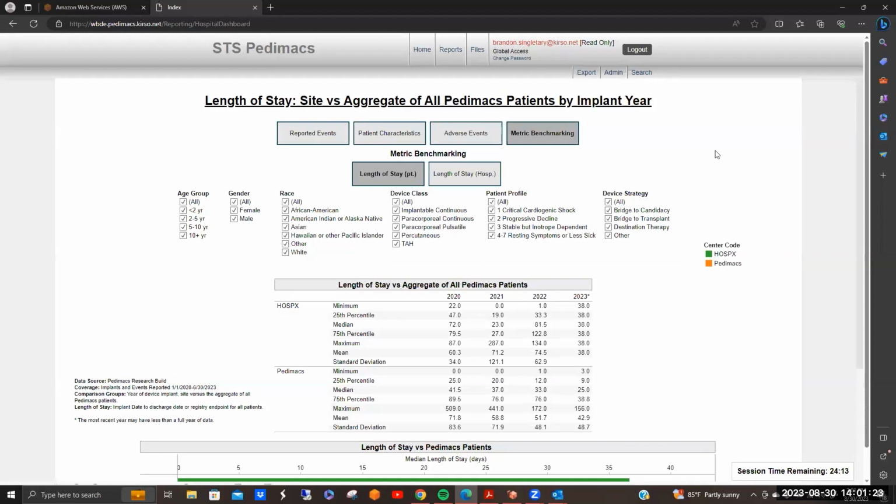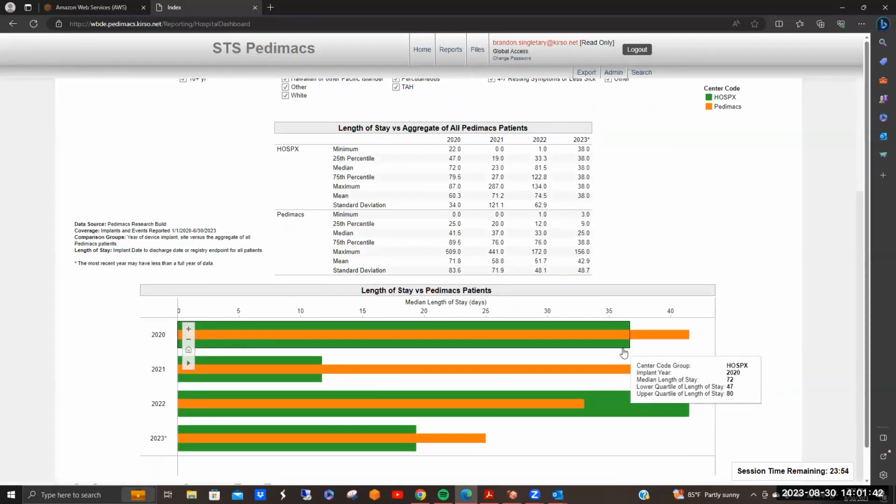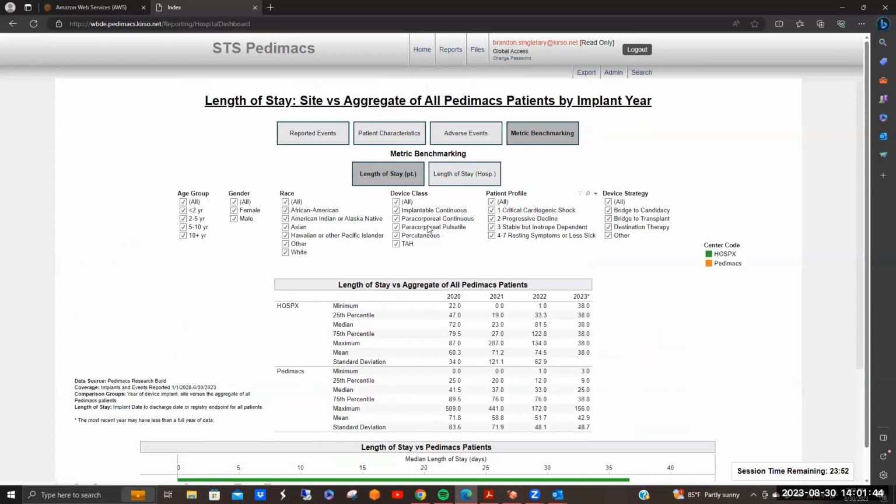So just to continue on, this is still the same that we have provided previously. Nothing new added here. We provide you this metric benchmarking tab, which looks at your length of stay, both at a patient level as well as a hospital level. Again, being able to compare to PDMacs aggregate, as well as being able to apply any filters that you might want to apply to look at a subpopulation within your hospital.